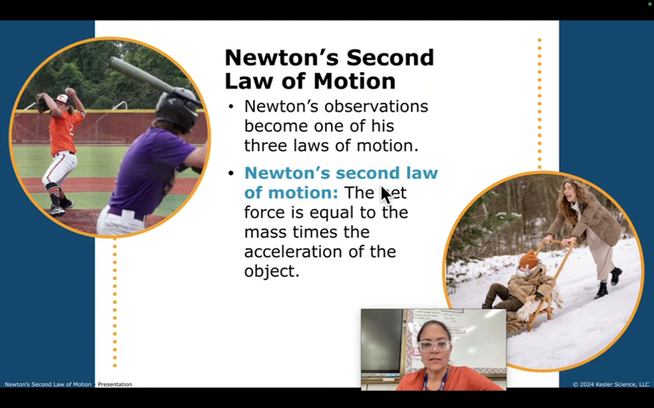Okay, so Newton's second law of motion. So remember, the first law was that an object at rest stays at rest unless acted on by an outside force. And so this is the second law. So Newton's observations became one of his 3 laws of motion. So the second one is that the net force is equal to the mass times the acceleration of the object. So the amount of force you need is the amount of mass times the acceleration. So you take how much mass is in something, how fast it's going or how fast it's changing, and that gives you how much force you need.